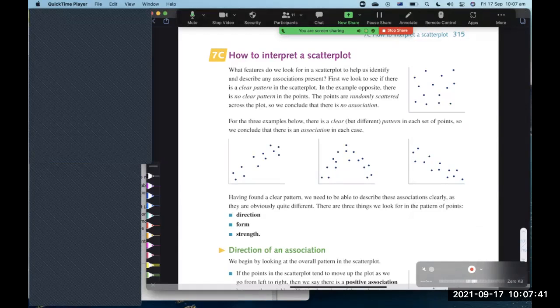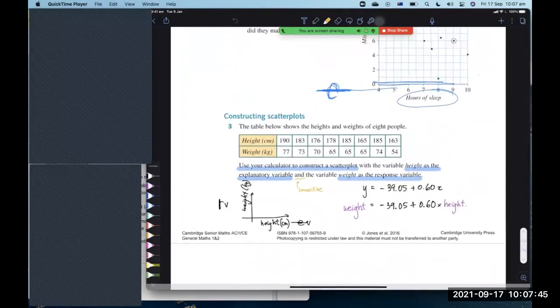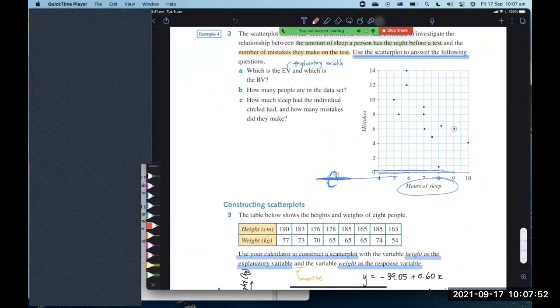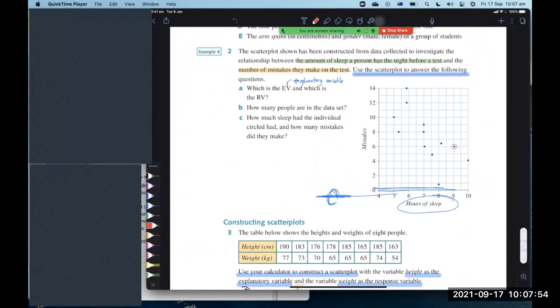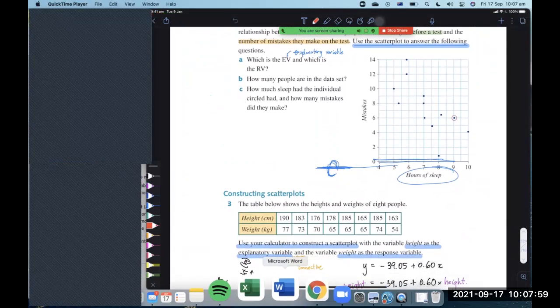Resume recording. Okay. So yesterday we had a look at creating and constructing scatter plots, but now we have to interpret them. We have to understand what's going on. We have to talk about if there's any sort of relationship between the two. So definitely good things to consider as well.